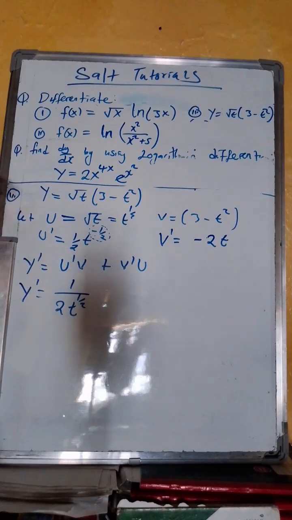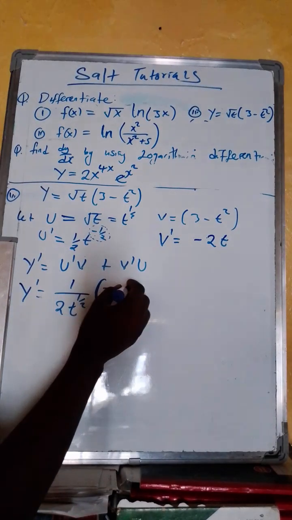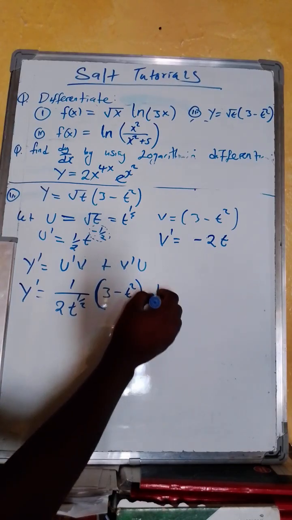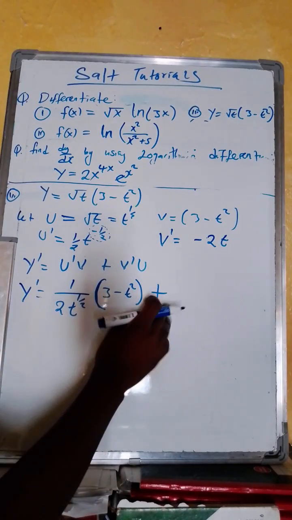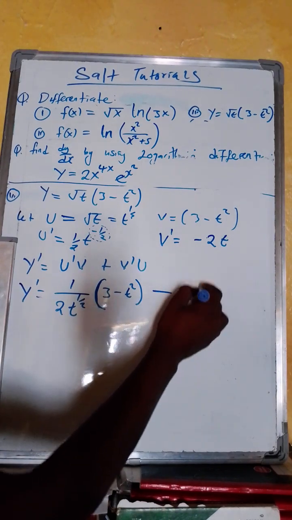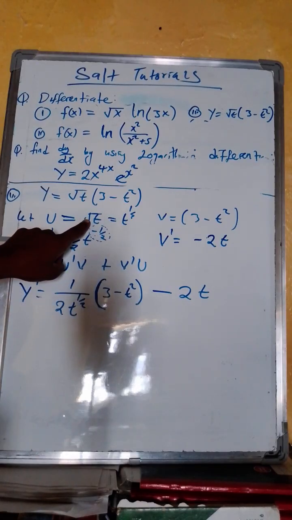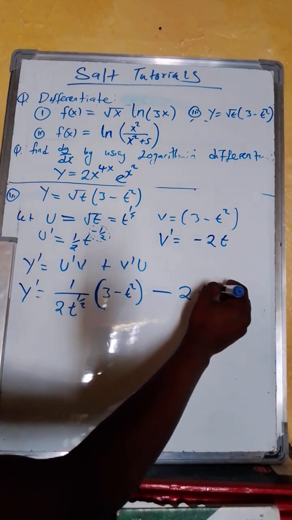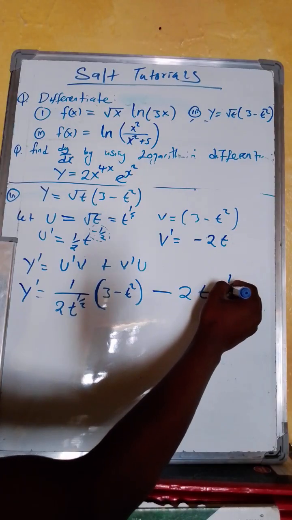v is basically 3 minus t squared, plus v prime is basically negative 2 plus this times this positive becomes a negative 2t. And then u is basically root of t, or if you wish to, you can write it as t power 1 over 2.